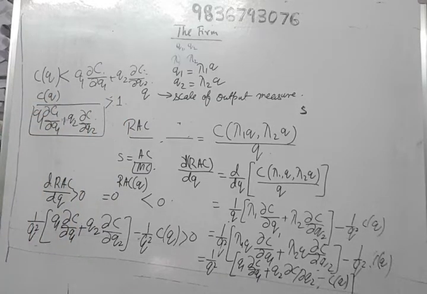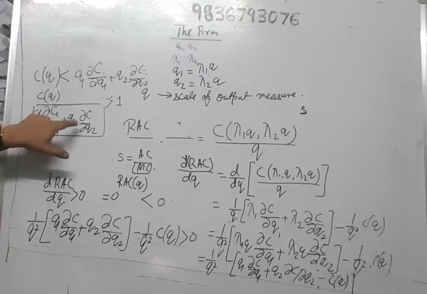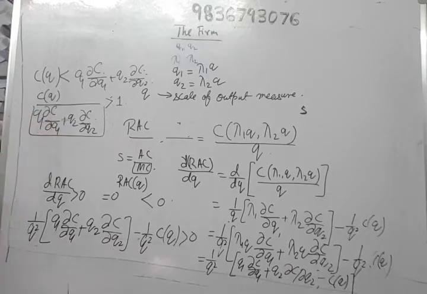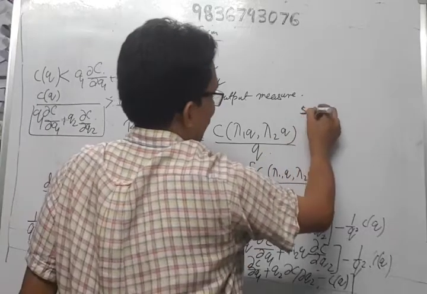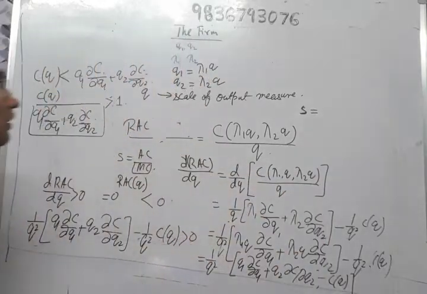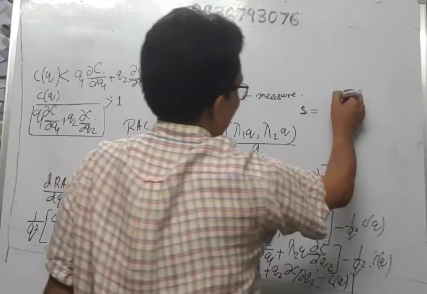Now this ratio which we are finding, that is C(Q) divided by Q1 ∂C/∂Q1 plus Q2 ∂C/∂Q2, is nothing but the S. That means the parameter which we use is similar to the single product case to determine whether the production process is exhibiting constant, increasing or decreasing returns to scale.